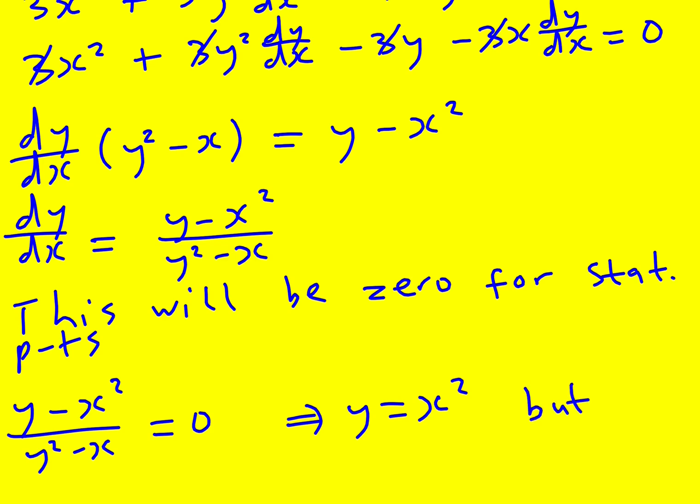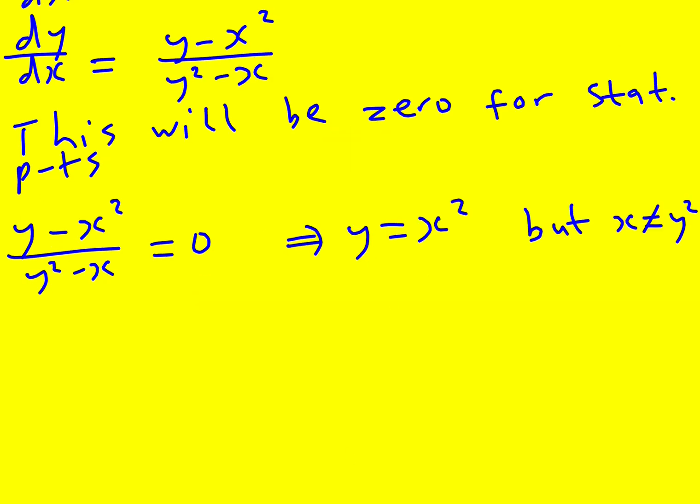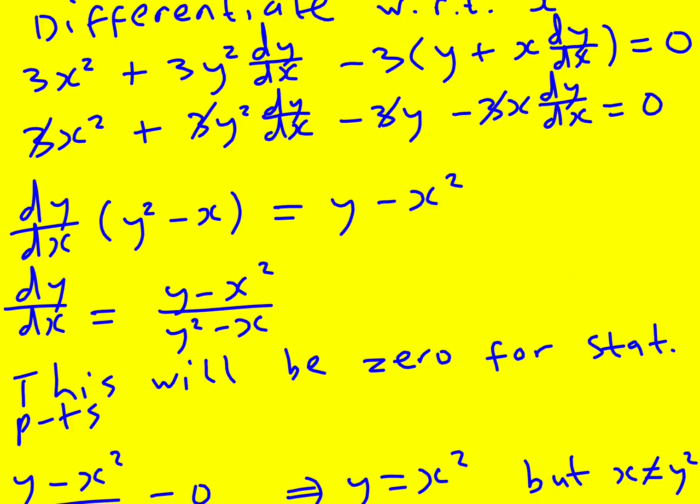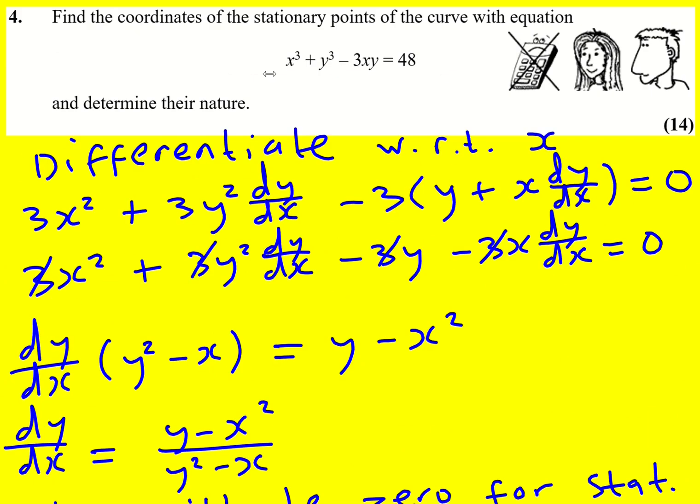But x is not equal to y squared. Like in theory, 1 could work for this bit, but it won't work for this bit. So we just need to potentially bear that in mind. So what we can do is find the points on the curve where this is true, because we've now got a relationship that's true for the stationary points, but remember we've still got this relationship as well.